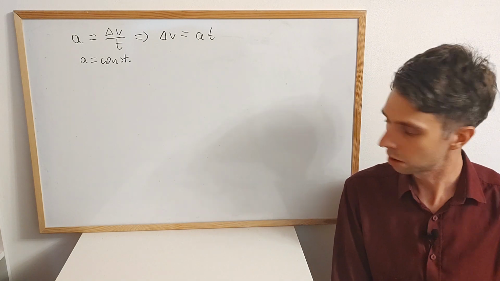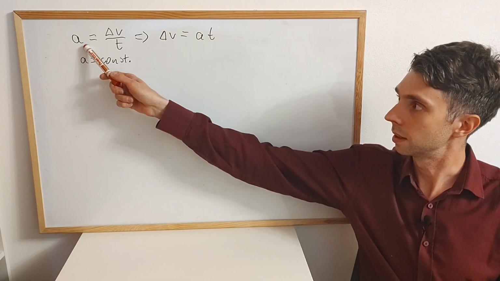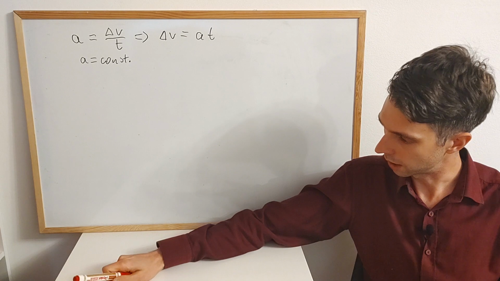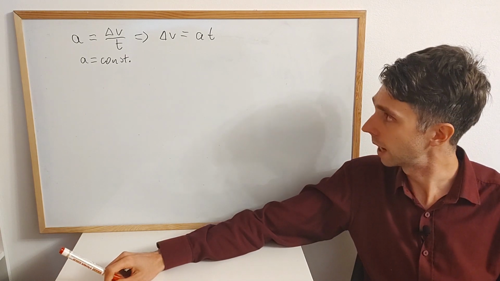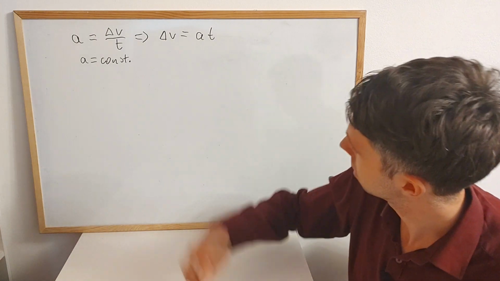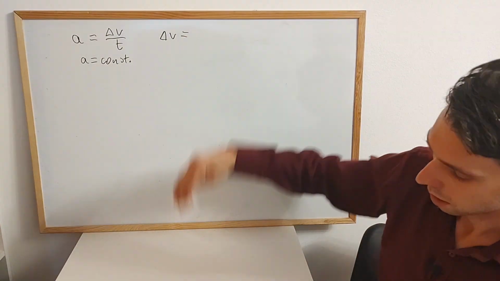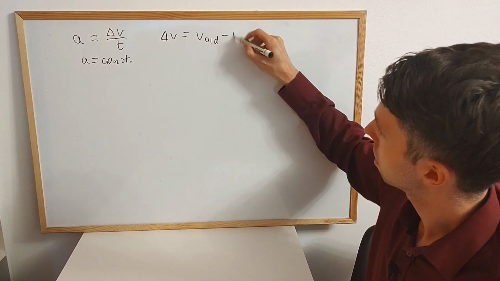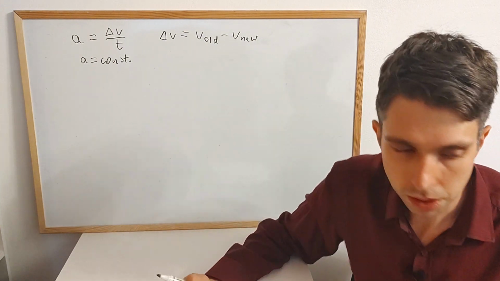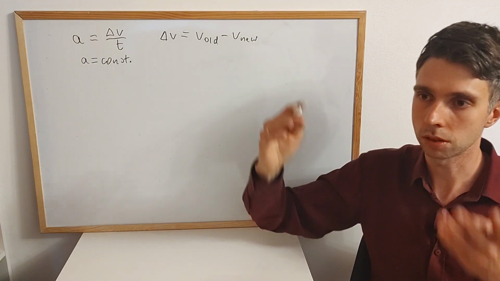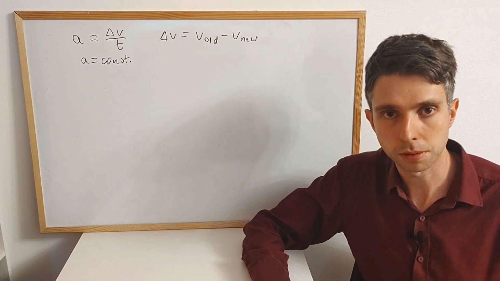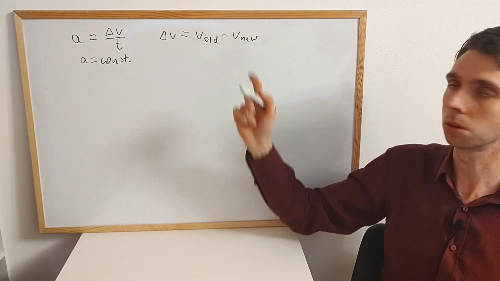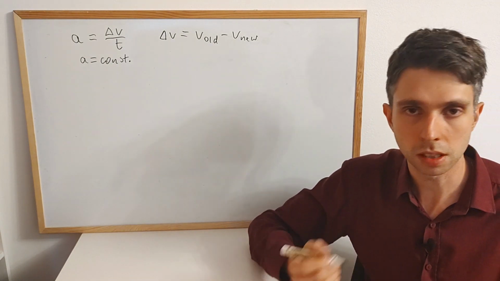Okay, so still we have a equals delta v over t, and now it can be called deceleration instead of acceleration. And now what? Now you can think of change in speed as old speed minus new speed, because if you decelerate, then you change your speed from, for example, 80 to 50 kilometers per hour. So old is 80, new is 50, 80 minus 50 is 30.